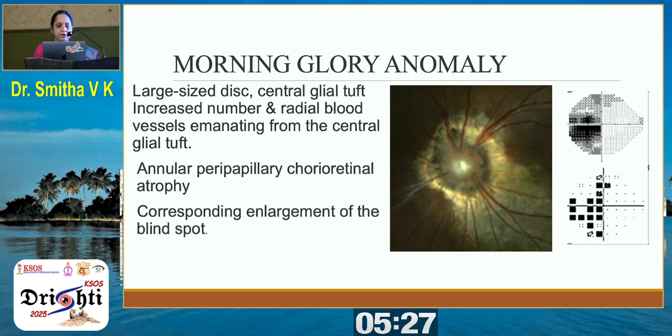In morning glory anomaly, there is a large disc with a central glial tuft. There is an increased number of radiating blood vessels emanating from the central glial tuft, and there is annular peripapillary chorioretinal atrophy with corresponding enlargement of the blind spot.